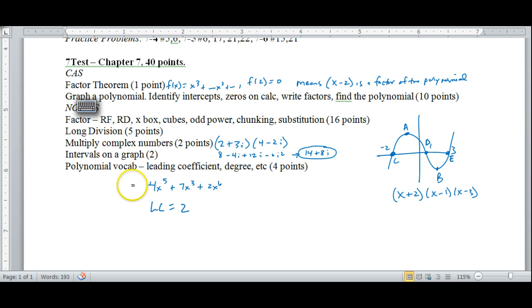So if I put 2x to the 6th on the left where it belongs, then 2 would indeed be the leading coefficient. It's the smallest coefficient, but if I put it where it belongs, it would be the one that's in front, which is what leading means. The degree would be the highest exponent, so in this case that would be a 6.